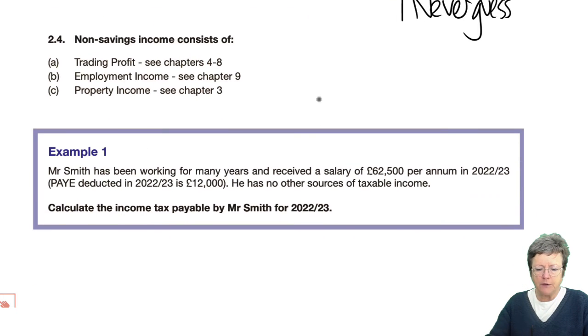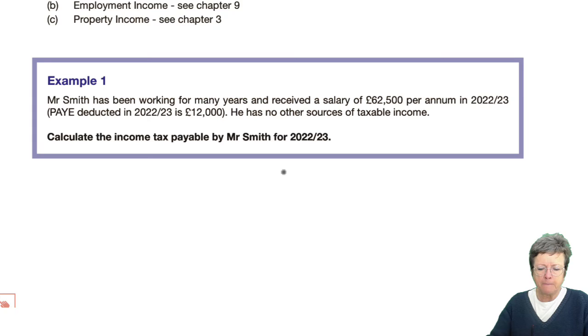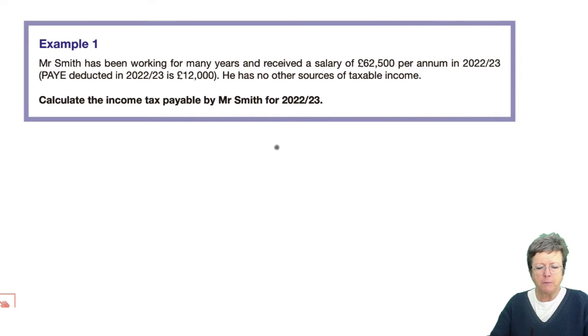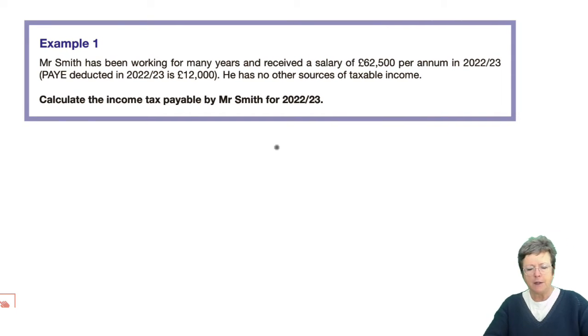So let's do our first example, shall we? Are you ready for your first example? Mr. Smith has been working for many years, receives a salary of £62,500 per annum, that means every year, in 22-23, of which pay-as-you-earn has been deducted at source of £12,000. He has no other source of taxable income. Now, because there's only one source of income, we only need one column. You wouldn't write the whole pro forma out for this situation.